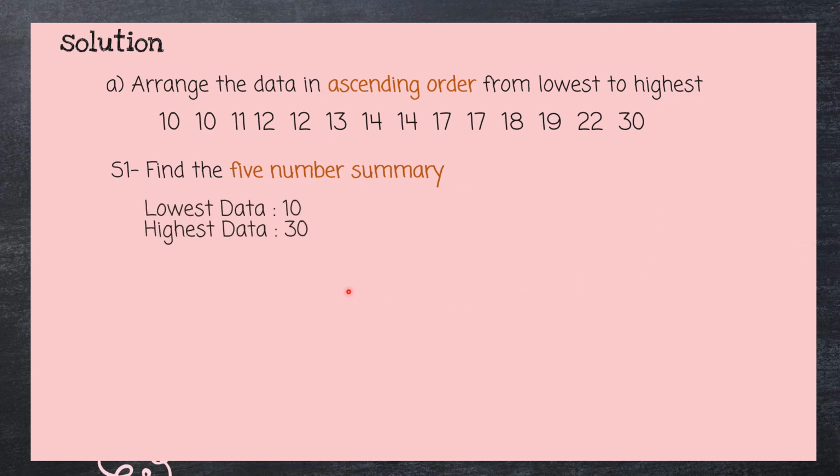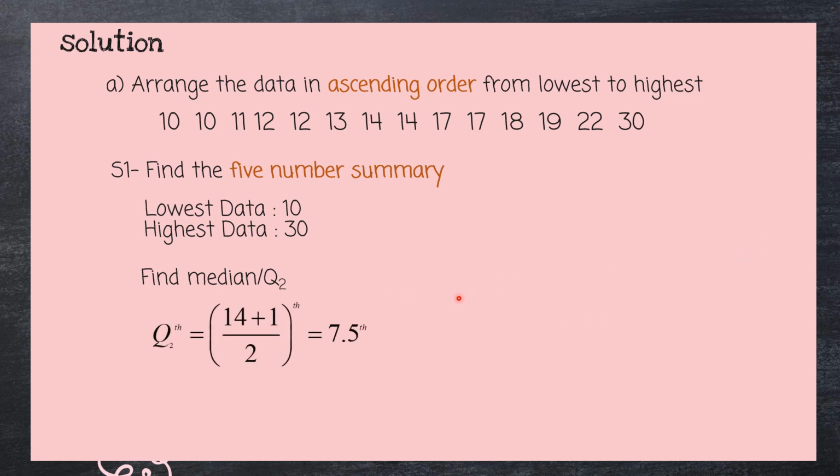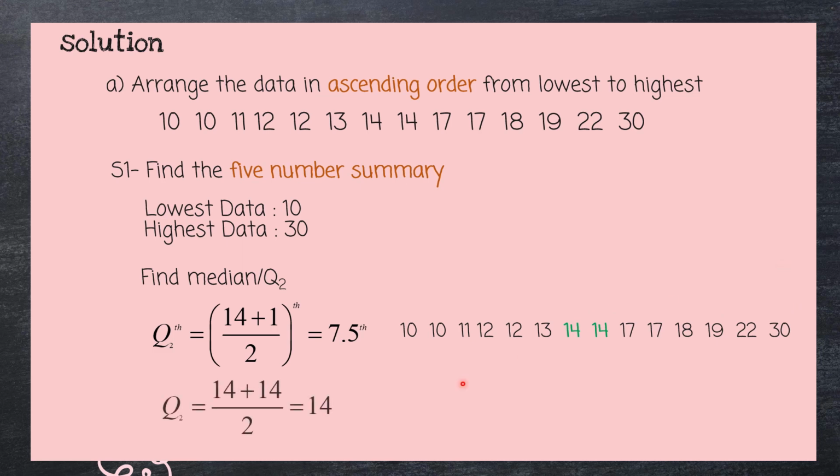So first, the lowest data is 10 and highest data is 30. Next, find the median or second quartile. From the formula n plus 1 over 2, the median is on the 7th and 8th observation. Therefore, the median or second quartile is 14.